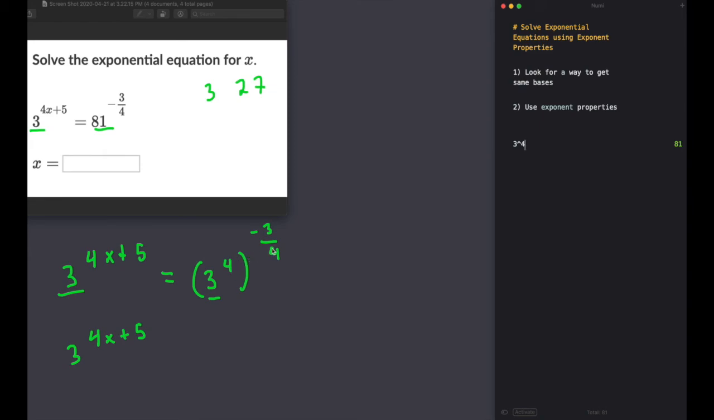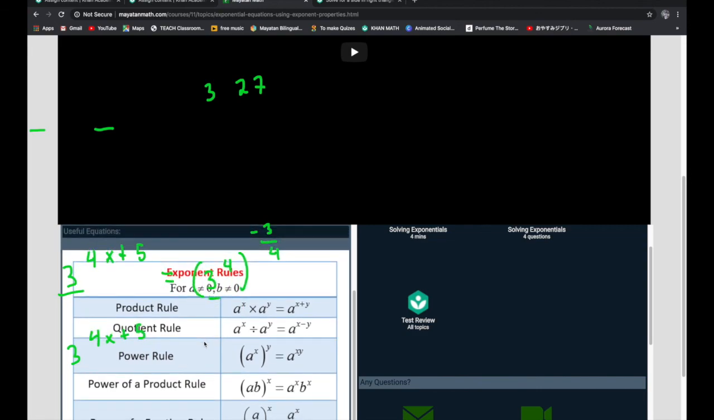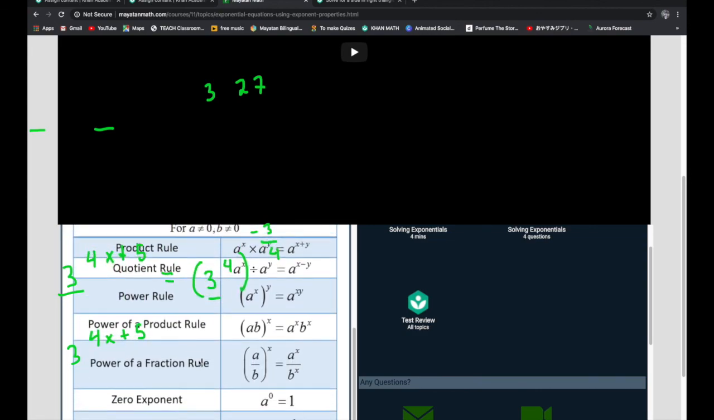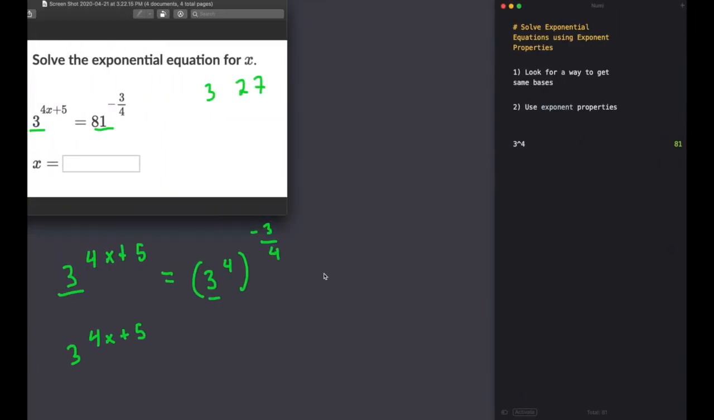And on this side, I'm going to remember my exponent rule. I have an exponent raised to another exponent. When I have an exponent raised to another exponent, this is called the power rule. So a to the x to the y is a to the xy. So I can multiply these two exponents together. So I have 4 times negative 3/4. And so this is going to be equal to 3 to the 4 times negative 3/4. Well, 4 times negative 3/4 will give me negative 3.